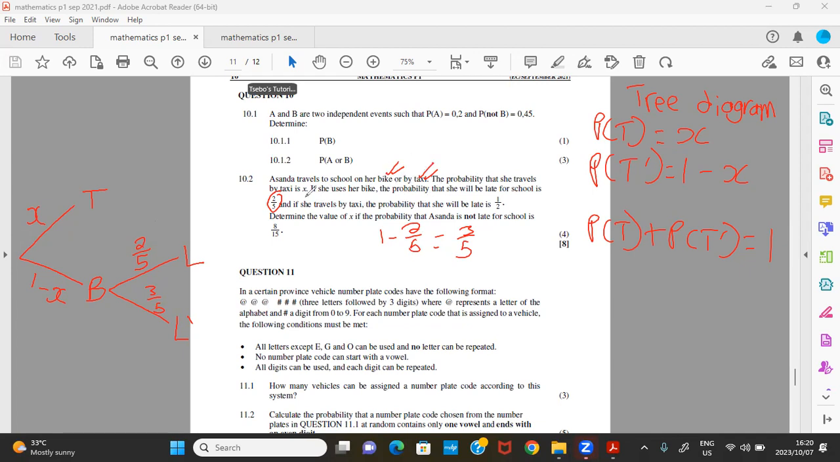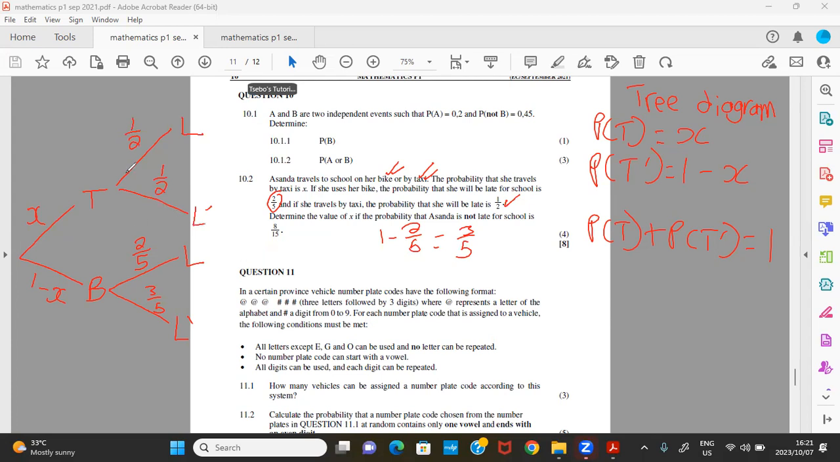Then they continue by saying that if she travels by taxi, the probability that she will be late is a half. So let's see. Now we are here by the taxi. If she travels by taxi, the probability that she will be late is a half. And for this one, it's obvious, the complementary, the probability that she will not be late will still be a half, right? Yeah, good. So basically, we have represented all of this information that was given in a tree diagram.